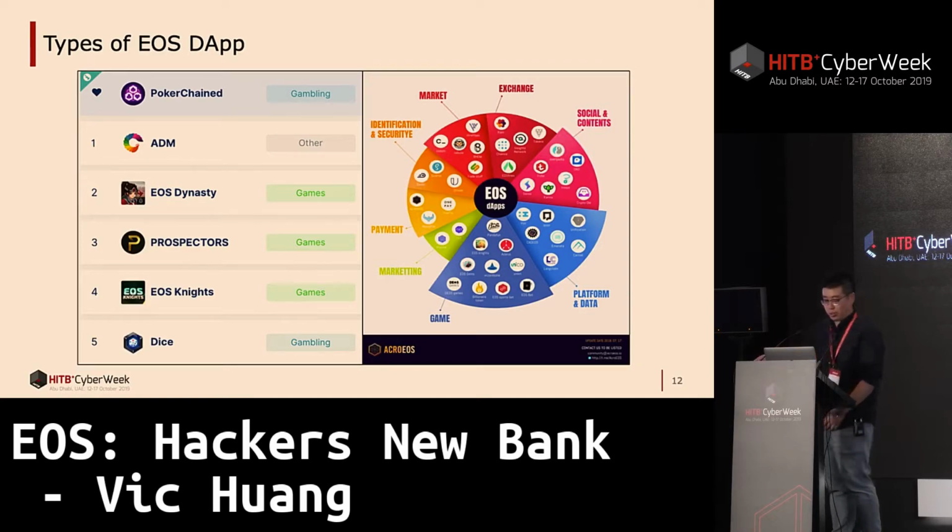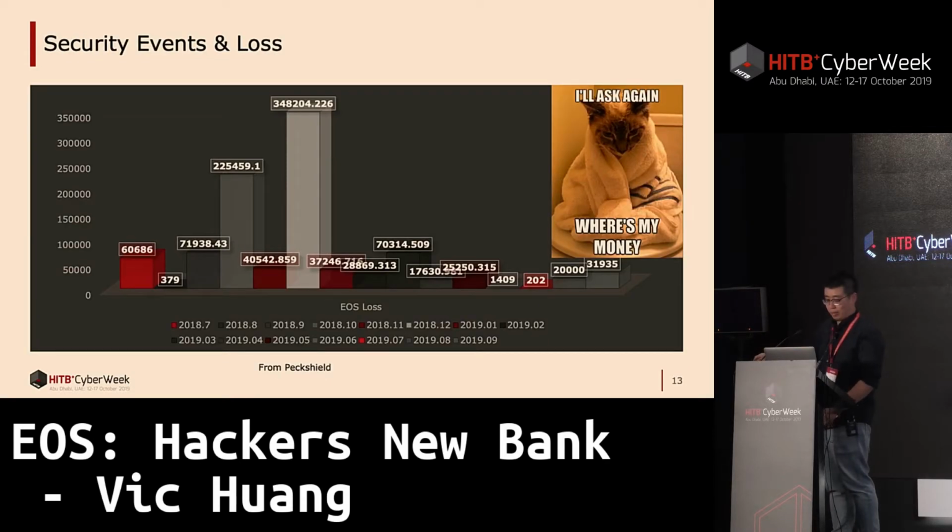So here are some types of EOS dApps. According to this Acro EOS, the largest kind of dApp is the game. And most of the EOS assets are in China. You can see on the left-hand side the top 5 EOS dApps in September. You can see a lot of games and gambling things in the top 5.